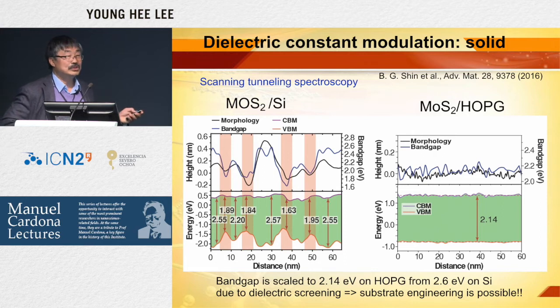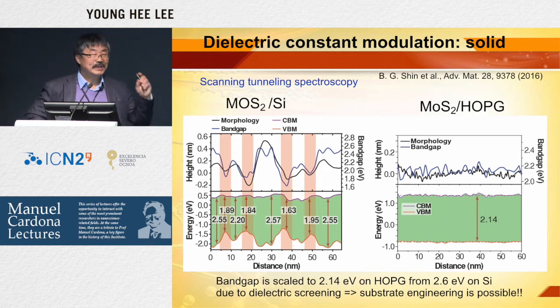How is this band gap shrunk? We can simply choose a silicon substrate, in this case just pure silicon. A very thin oxide layer, like a nanometer, is deposited on that. And we can simply transfer this MoS2 onto that.